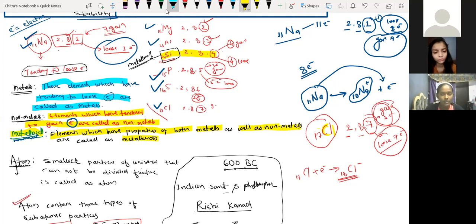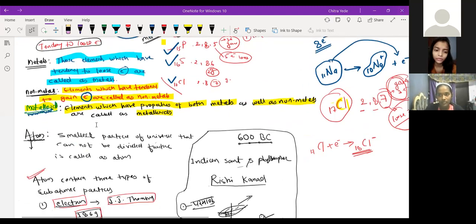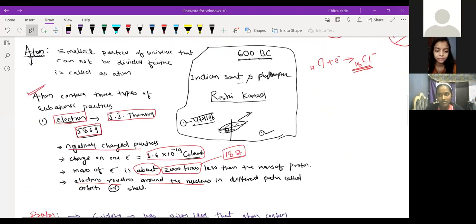Any doubt in metal, non-metal and metalloids? No? Sure. Yes. Okay, Tejaswini, understood? Yes, sir. Okay.